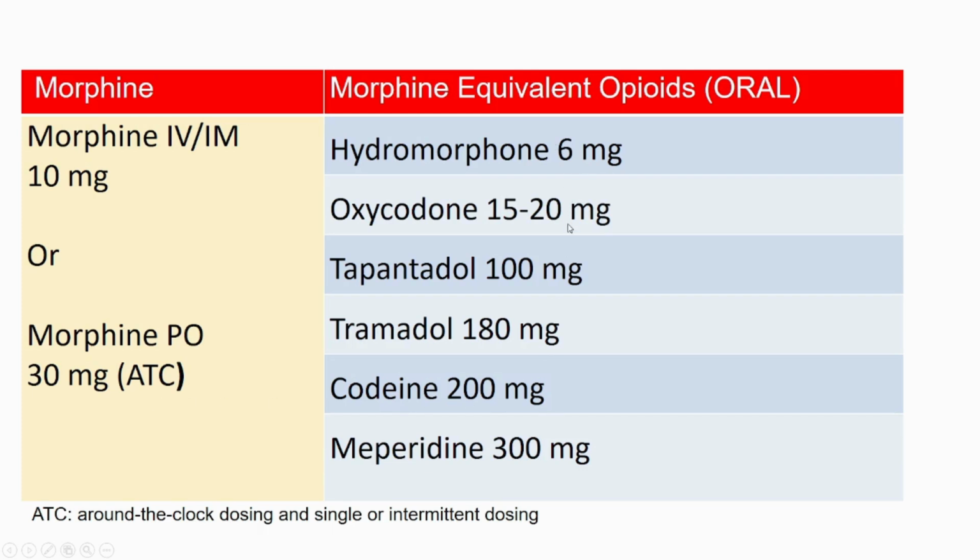Among these, you could see the most potent one in this given list of oral opioids is hydromorphone, where 30 milligrams of morphine equals 6 milligrams.